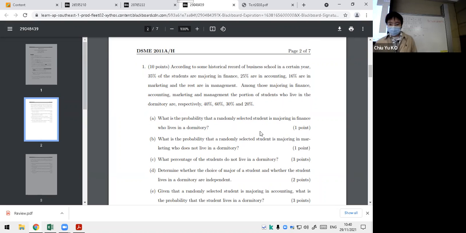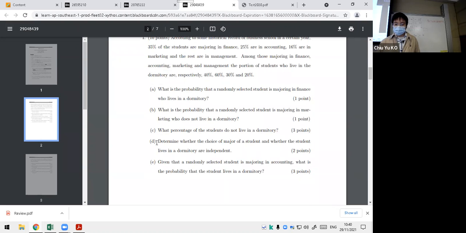So now the next question is about the choice of major of students and whether they are independent. Testing independence is asking the following: if A and B are independent, that's how you do it. If the product of the probabilities is the same as the joint probability, then you're done.